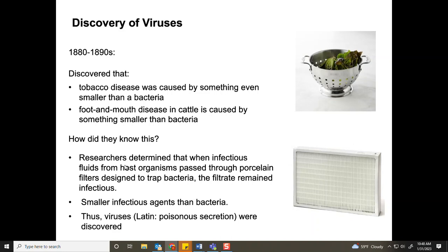there are porcelain filters, and those porcelain filters were designed, that was their job, to trap bacteria. Then the filtrate still remained infectious. The filtrate is the liquid that's left over.